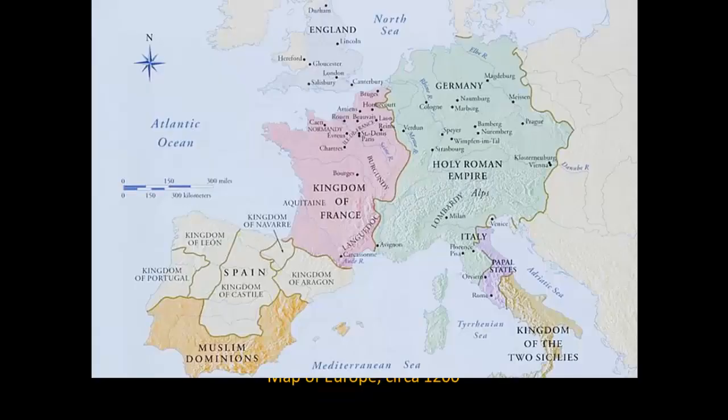So as always, here is our map of Europe. This is showing boundaries from around the year 1200. All of the monuments we'll be looking at today are located in the northern part of France, even though I'm showing you here the Holy Roman Empire, the Kingdom of England, Spain, which is split into several different kingdoms, the Papal States of Italy, which was what the Pope had control over, and even southern Italy here called the Kingdom of the Two Sicilies that changes hands on a regular basis.